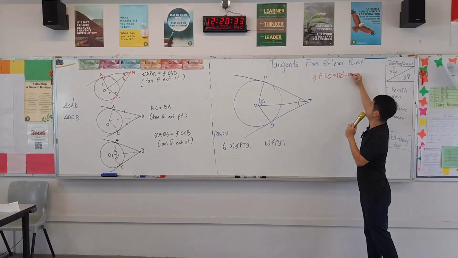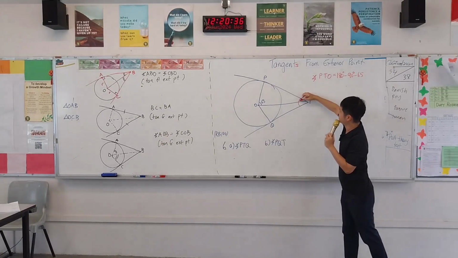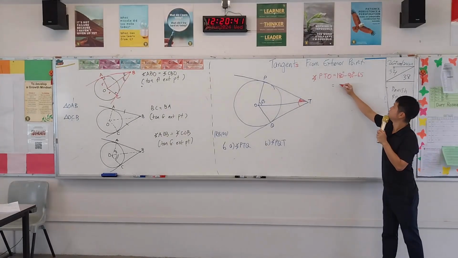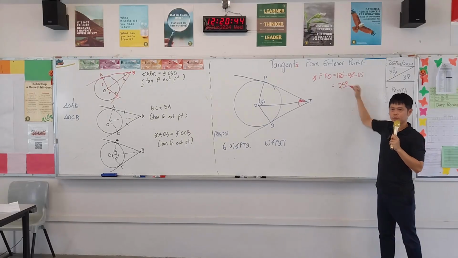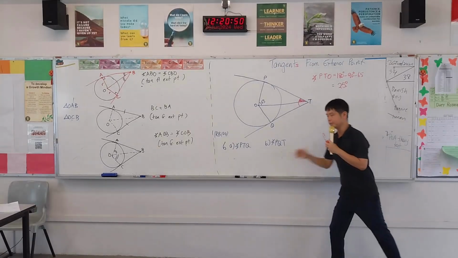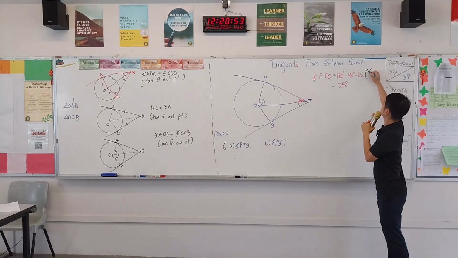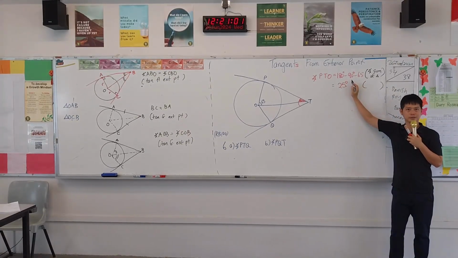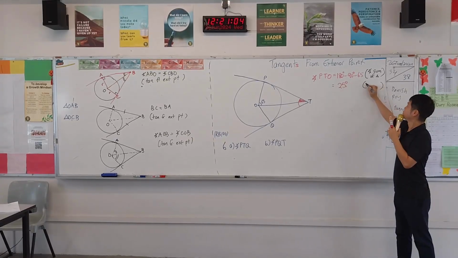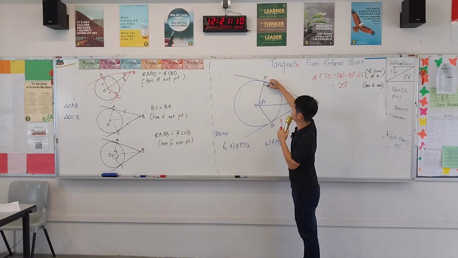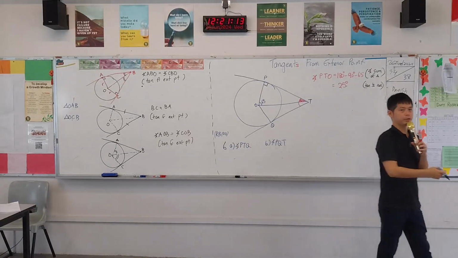Now, angle PTO, how do I find it? 180 minus 90 minus 65. I am finding this angle first. And the answer is 90 minus 65 will be 25. Okay, so what's the reason? Angle sum of triangle. Okay, one more left. How do you know that this is 90? Tangent perpendicular to radius. I know from my last homework, if you have done your homework, that this is tangent perpendicular to radius.